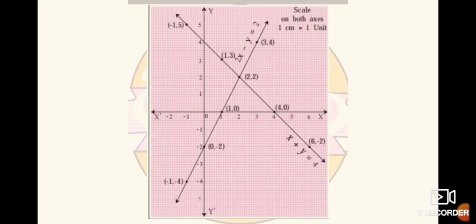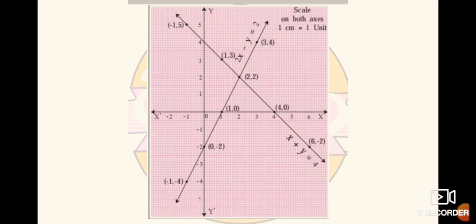Now listen to me carefully, these two lines have intersected each other at a certain point. Which is that point? Yes, it's (2, 2). At the point (2, 2), those two lines have intersected each other. That point, (2, 2), is nothing but the solution of those two simultaneous equations by using the graphical method. What is the conclusion? The point of intersection of two lines is nothing but the solution of the equations by using the graphical method.